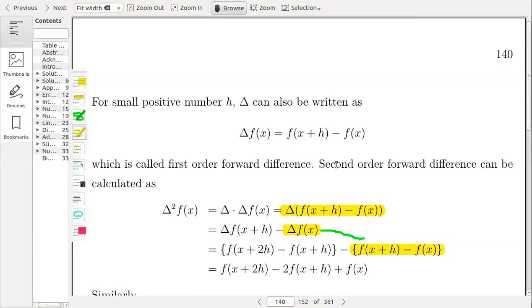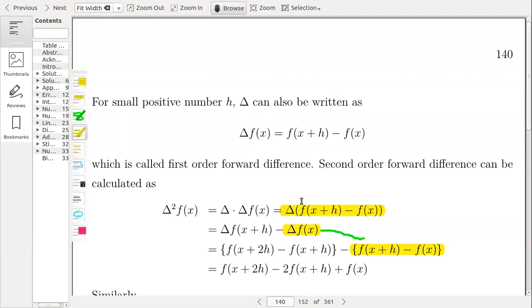To define the second order forward difference, just apply this delta on both sides. On the left hand side, delta into delta f of x can be written as delta square f of x, or delta multiplied by delta f of x is equal to, on the right side, delta of f of x plus h minus f of x. Here, if you note, inside the brackets, this part f of x plus h minus f of x is actually this delta f of x.